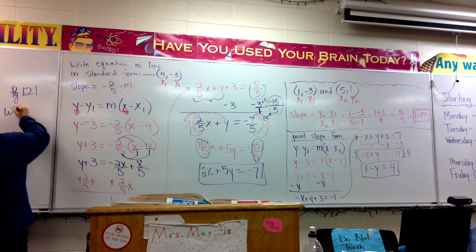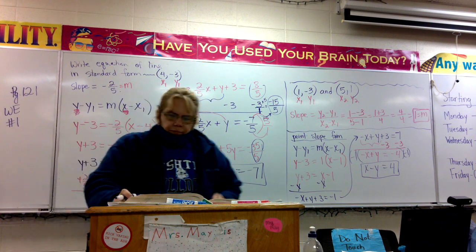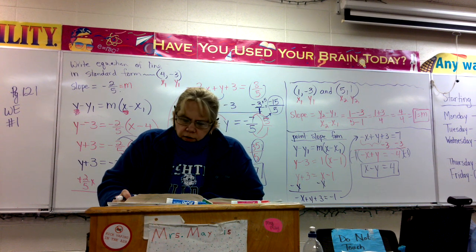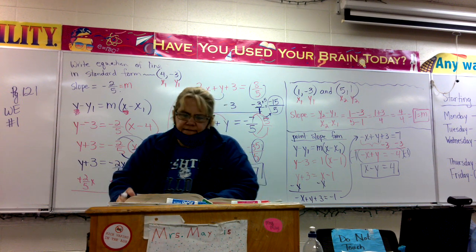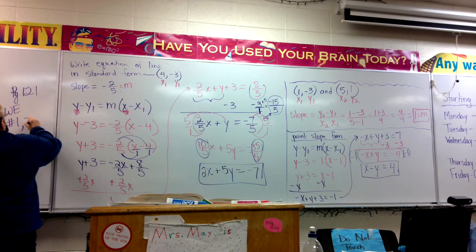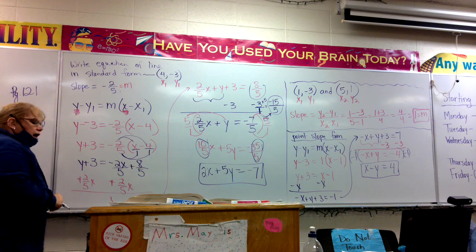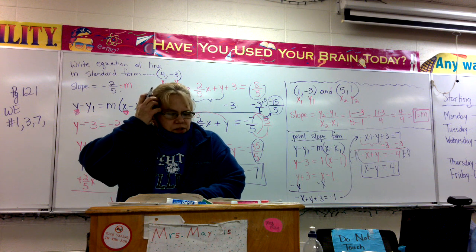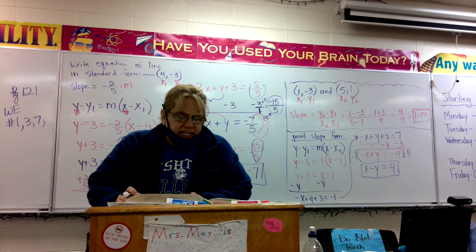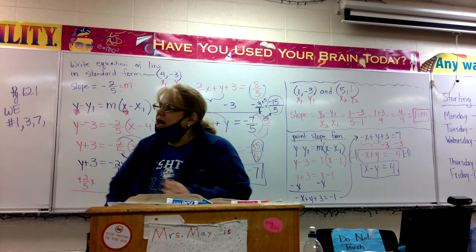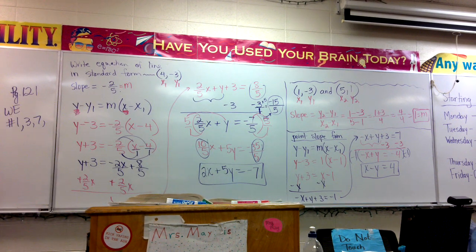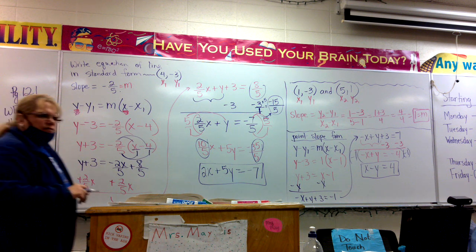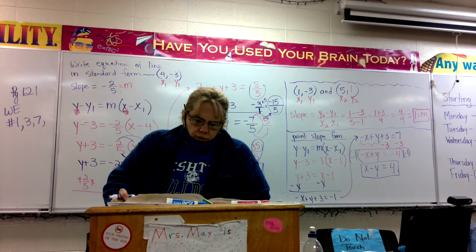We'll go numbers 1, 3, 7. I'll pick one. If you look at 13 to 18, those you just plug them into slope-intercept form. They give you the slope, they give you the intercept. So then you're just going to plug into this one and rearrange it, right? So that shouldn't be too difficult. I'll just give you one of those. How about 13?